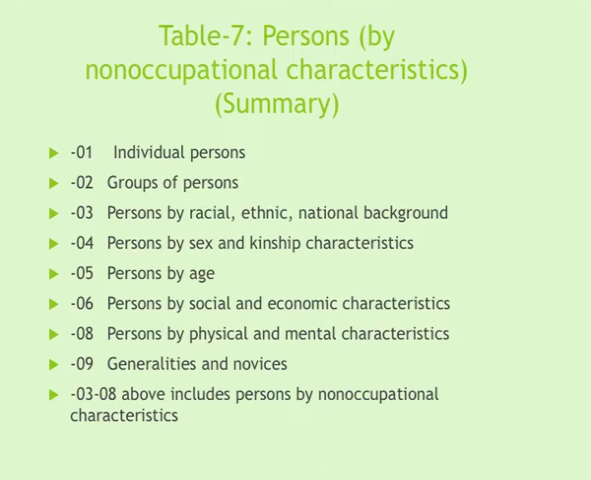So, the first group of persons has been given, and this is a summary of that, 01 to 09. It includes persons on the basis of non-occupational characteristics. These are groups of persons formed on the basis of non-occupational characteristics. Another group of persons are those who are occupied with specific disciplines, subjects or professions, etc.